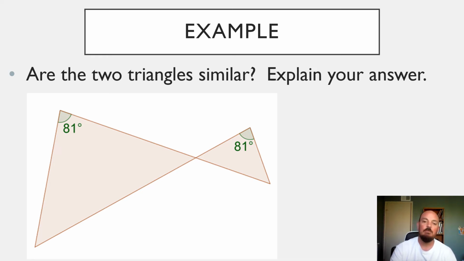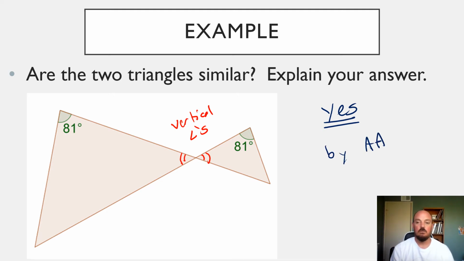And then I remember, oh yeah, back when we did our congruence proofs, when you have that bow tie picture where 2 triangles are meeting point to point, you get what are called vertical angles. So I'm going to mark this angle here congruent to this angle here because those are vertical angles. Now we can say, yes, I can say definitely 100% these 2 triangles are similar. Reason? By angle-angle, or AA.